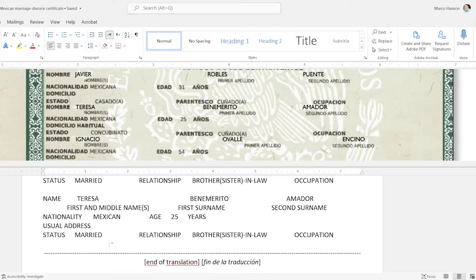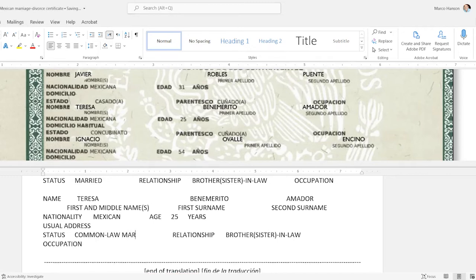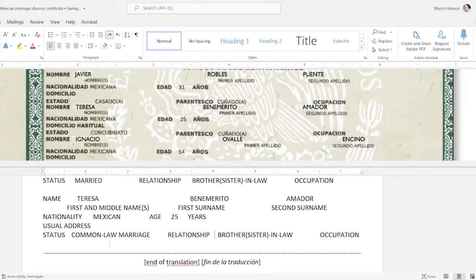Domicilio habitual, I'm going to put usual address. You could say habitual address, but that's just odd in English. Estado concubinato. There is an old word in English, concubinage, but that's like 500 years ago, people stopped saying that. Now a concubine sounds like something out of the Bible, like King David or Solomon had concubines. So I'm going to call that common law marriage. There are different ways to express this. There's slang ways that people might use in casual conversation, but we don't want to get into slang in a legal document. Que se casaron atrás de la iglesia.